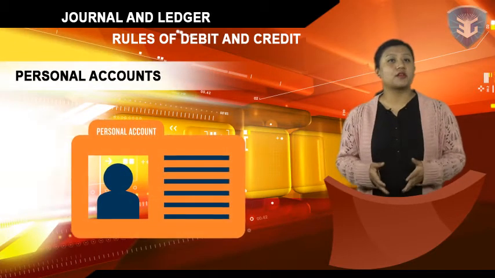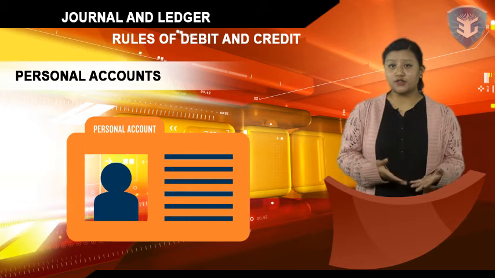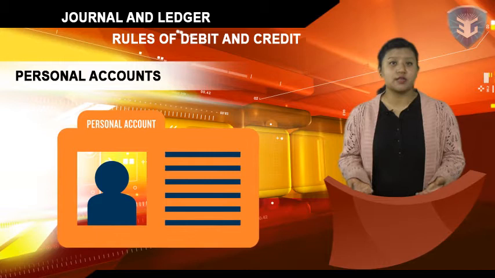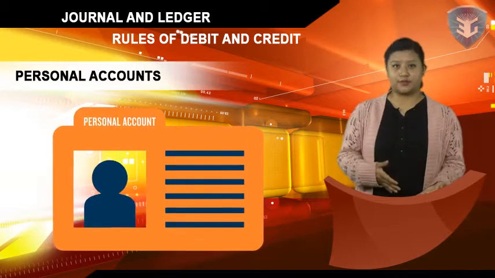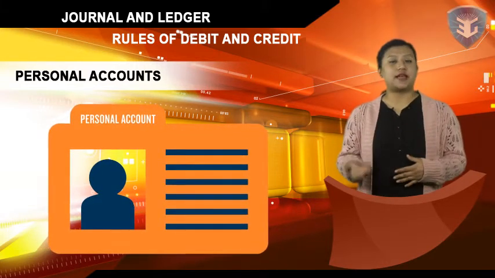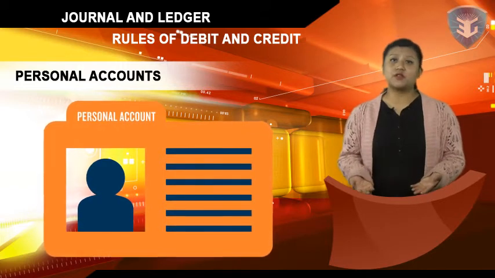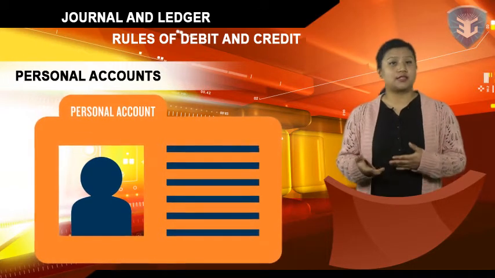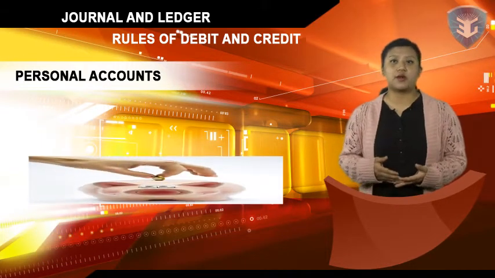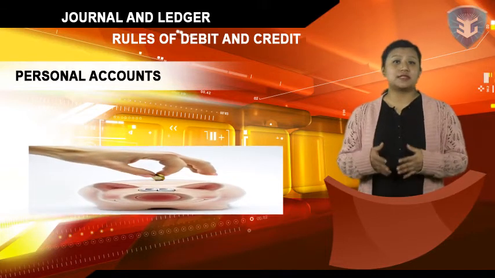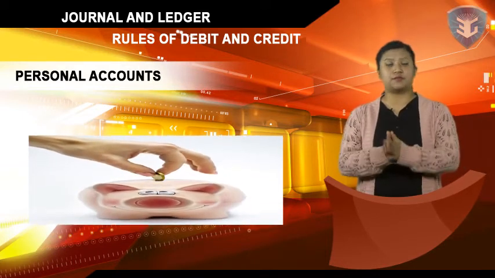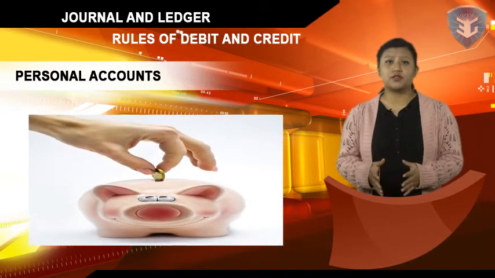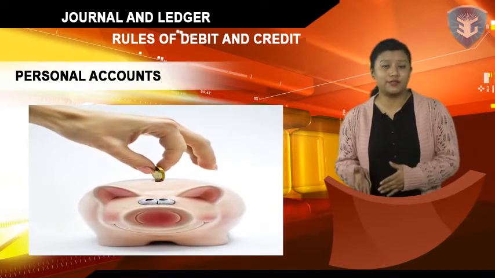Personal accounts. A personal account is an account of a person. A person can be a natural person such as people like us, an artificial person such as firms, organizations and institutions, or a representative person such as debtors and creditors. Since a person, be it natural, artificial or representative, can be the receiver of benefits or the giver of benefits, the rule of debiting and crediting the account of the person is as follows. Debit the receiver of benefits, credit the giver of benefits. This rule states that whenever a person receives benefits, the person is debited by the amount of the benefit received. On the contrary, whenever the person gives benefits, the person is credited by the amount of benefits given.